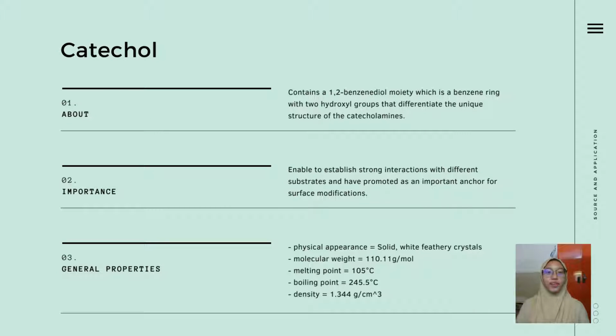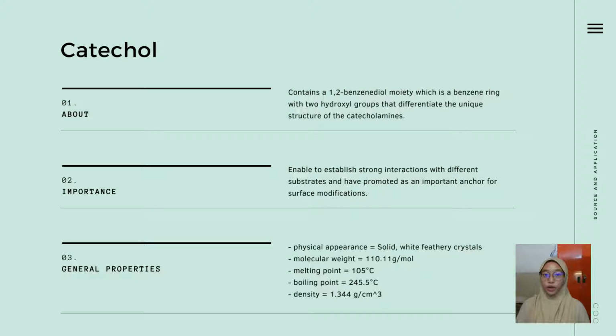Catechol is an organic compound that contains a 1,2-benzenediol moiety, which is a benzene ring with 2 hydroxyl side groups next to each other. It differentiates the unique structure of catecholamines. Catechol can be either a free molecule or a substituent of a larger molecule, where it presents a 1,2-dihydroxybenzene group. Catechols are able to establish strong interactions with different substrates, which has promoted catechol as an important anchor for surface modifications. Catechol appears as a solid, white to brown feathery crystals.